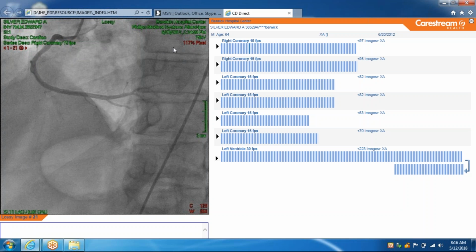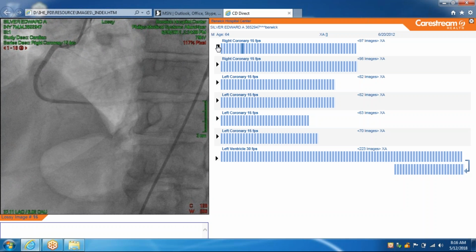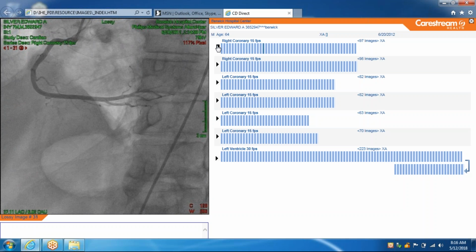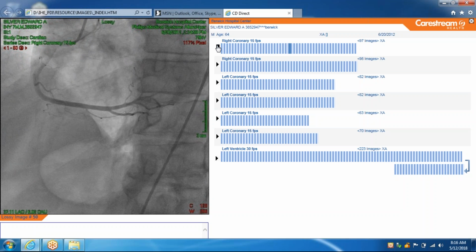no blockage. When we inject the dye, remember the heart is moving. So when you do your study, you're dealing with a moving organ. You can see that the heart is moving.